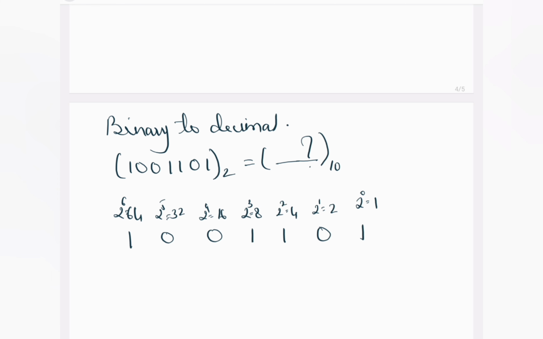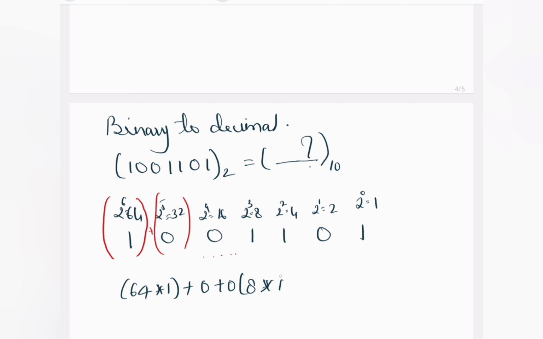And then the next step is you need to multiply them. So basically this is going to be multiplied by this, and then you're going to add it with the next, and the process continues. So let's go one by one. It's going to be 64 times 1 plus, this is going to be 0, so I'm writing 0, plus 0, and then 8 times 1 plus 4 times 1 plus 0 plus 1 times 1.